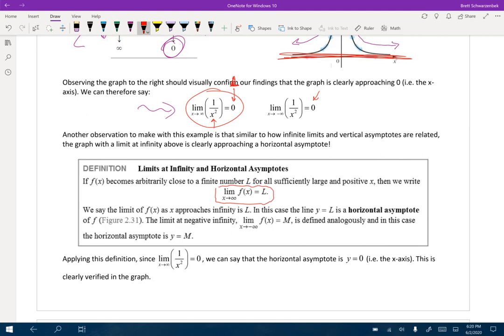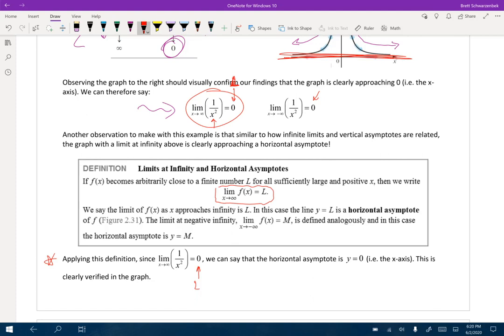So what does this say? It says, in this case, the line y equals L would be a horizontal asymptote. So applying the definition, since the limit of x goes to infinity of 1 over x squared is equal to 0, then we would say that the horizontal asymptote is y equals 0 because that is our value of L.